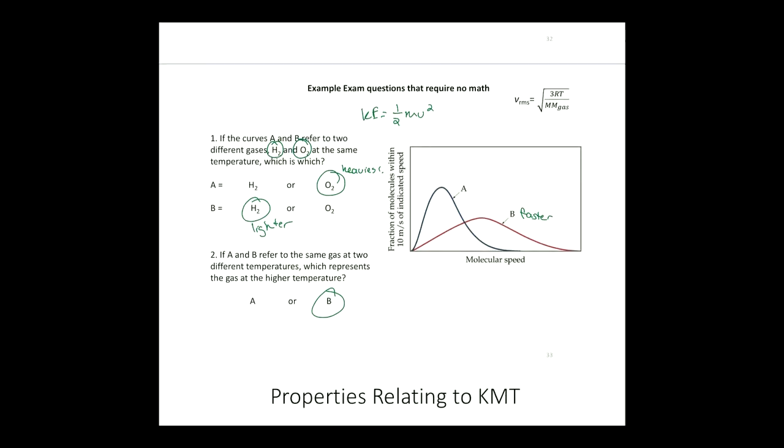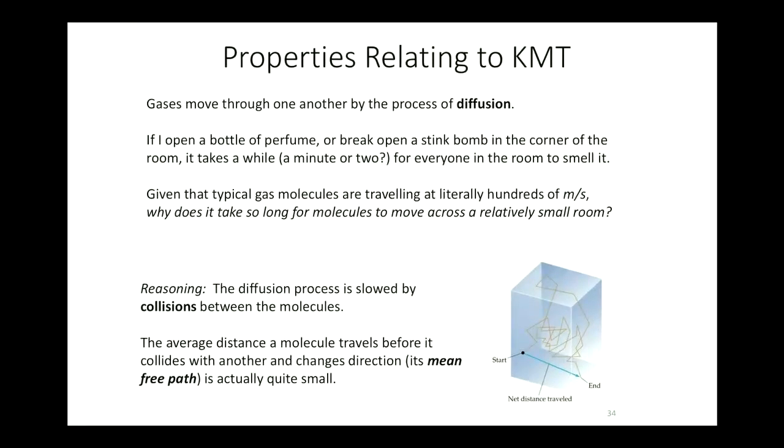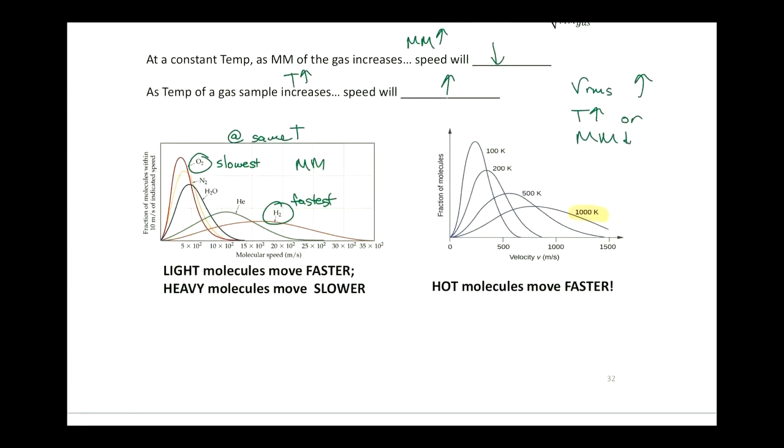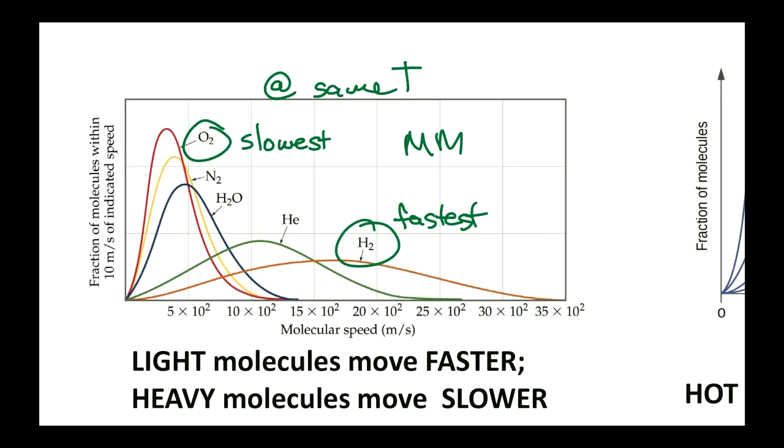Okay, so let's talk about some other properties relating to kinetic molecular theory. All right, so gases are constantly moving. But you know what's interesting here? Let me go back to the slide up here. All right, so let's look at this example. Oxygen molecules are moving really fast, like, I don't know, 300 meters per second, right? That's what this graph is trying to say, that most oxygen particles are moving 300 meters per second. That's really, really fast, okay?